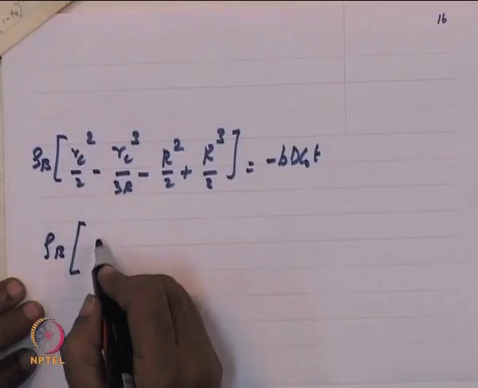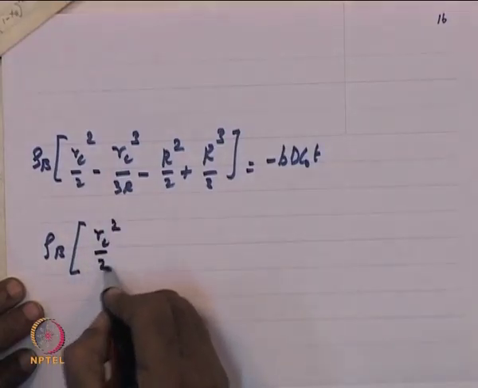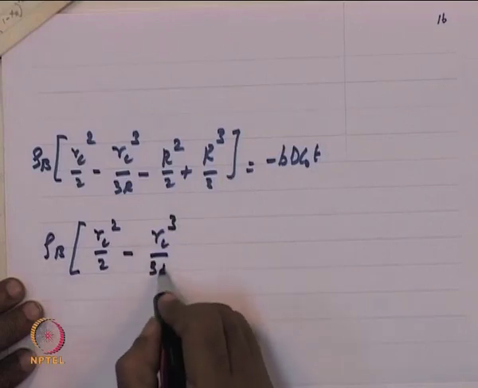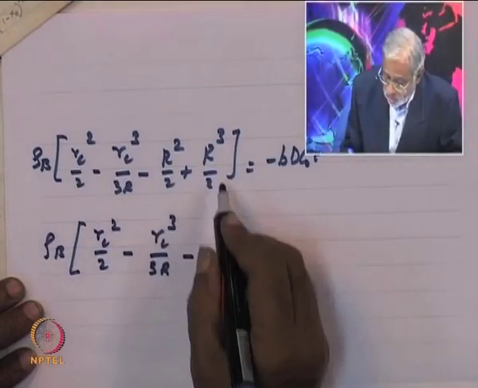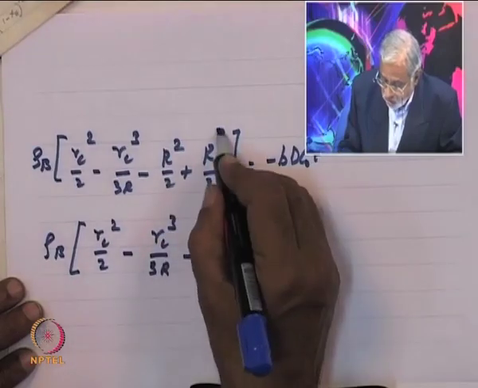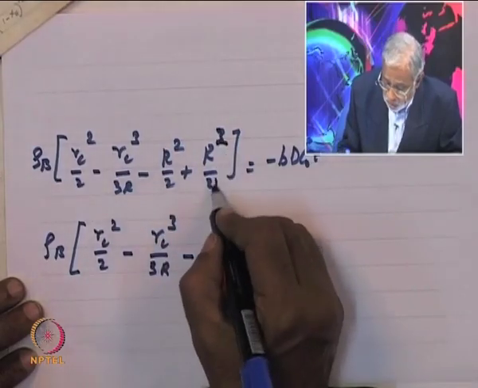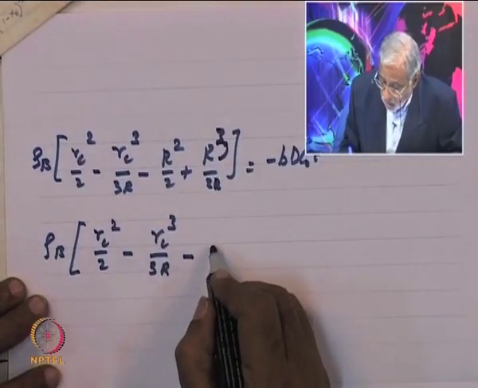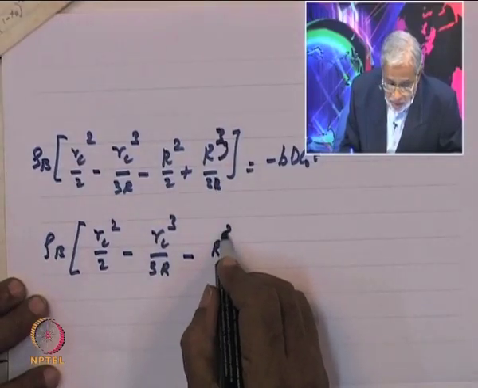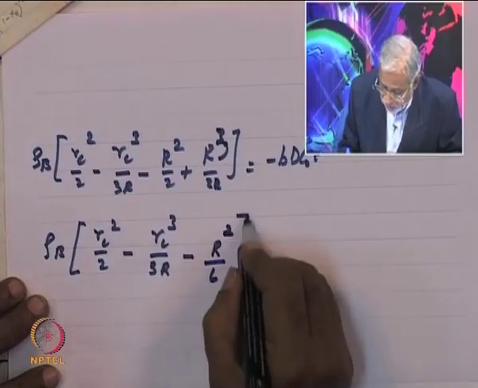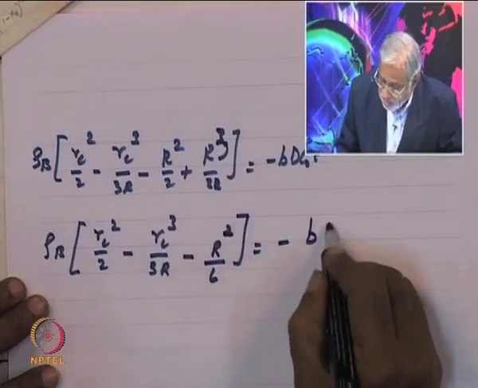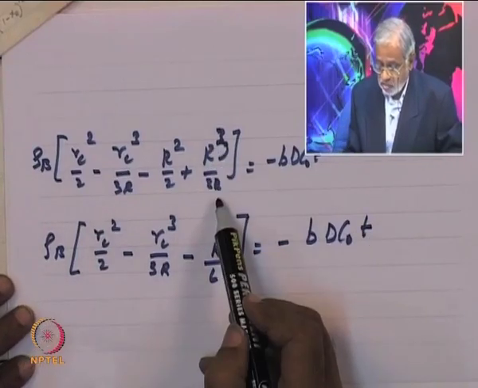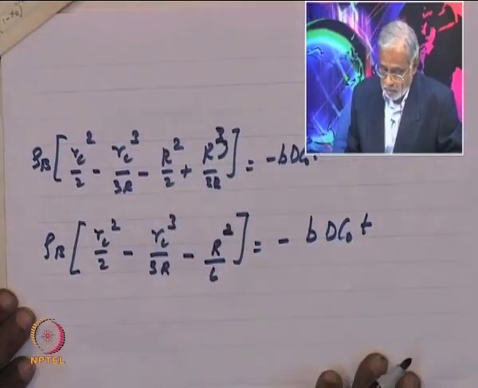So, this is R C squared by 2, I retain it like that. Then it is R C cubed by 3 R, I retain it like that. Simplifying these two, this is R C squared, R C cube by 3 R. So, this becomes R squared by 6 equal to minus of B D C naught T. Okay. Now, the R cancels off. So, 3 is okay, no problem.